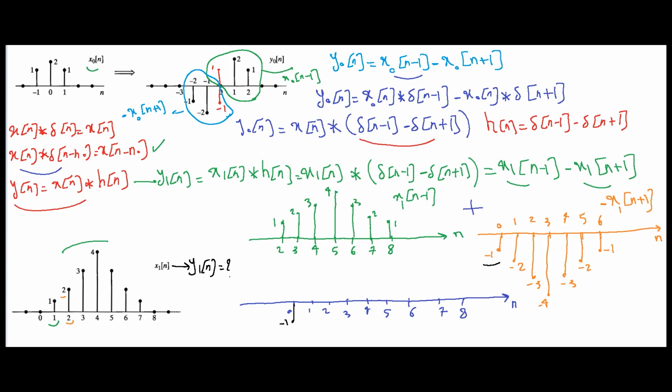At n equals 0, the output is negative 1. At n equals 1, the output is negative 2. At n equals 2, we have 1 and negative 3, giving negative 2. At n equals 3, we have 2 and negative 4, which again gives negative 2. At n equals 4, the positive and negative values cancel, so the output is 0.